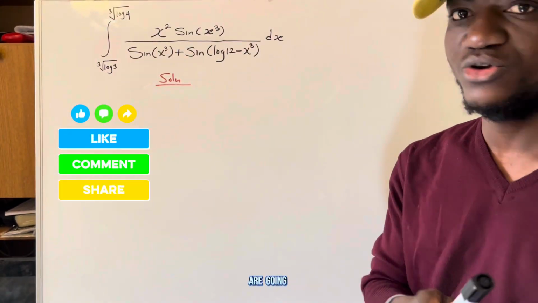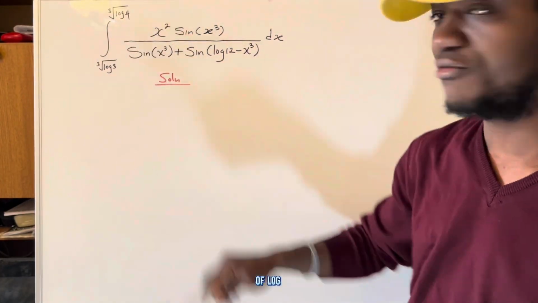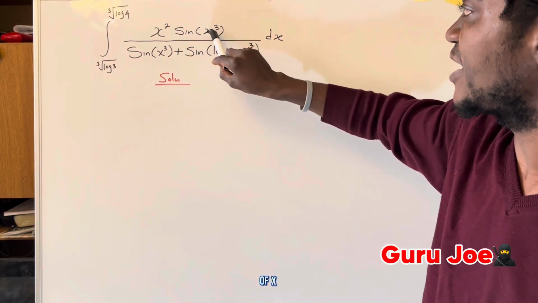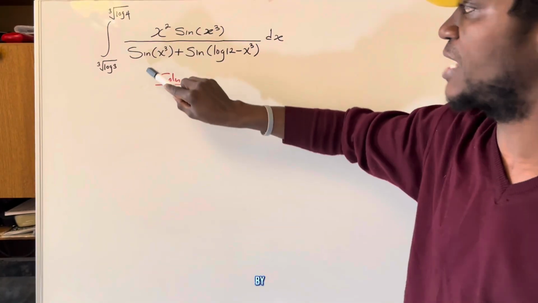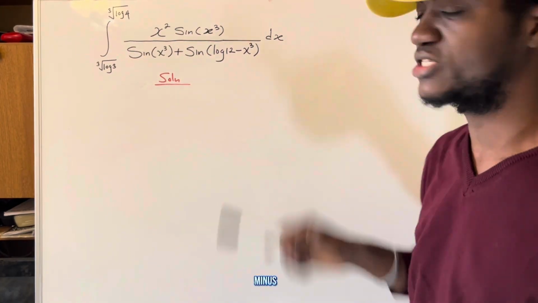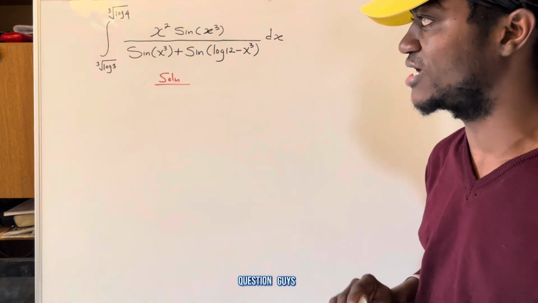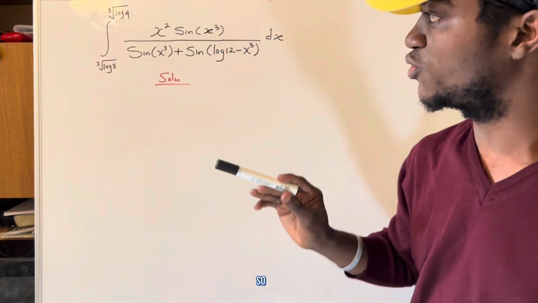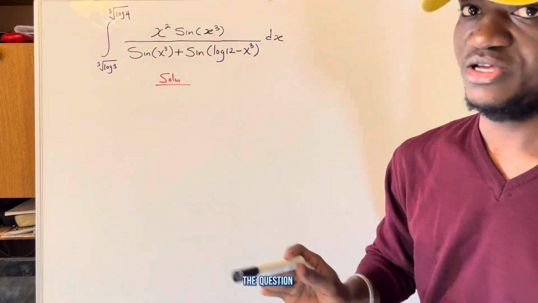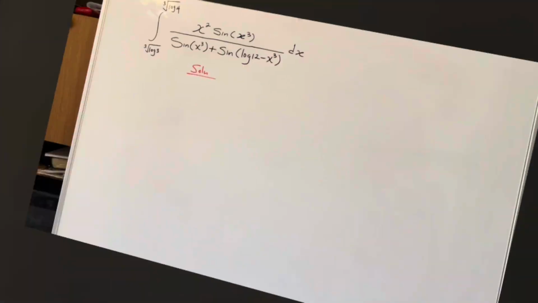In this question we are going to evaluate this integral from the cube root of log 3 to the cube root of log 4 of sine of x cubed times x squared, divided by sine of x cubed plus sine of log 12 minus x cubed, with respect to x. So how do we solve this question, guys? This is very simple. So pay key attention, or you can pause the video and try the question if you can, then let's dive into the solution.